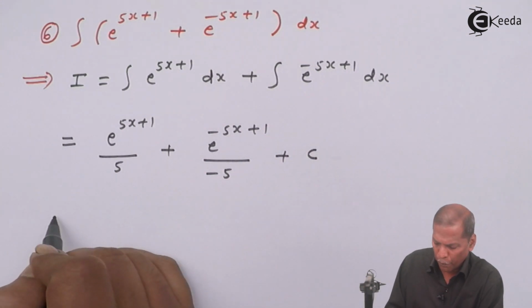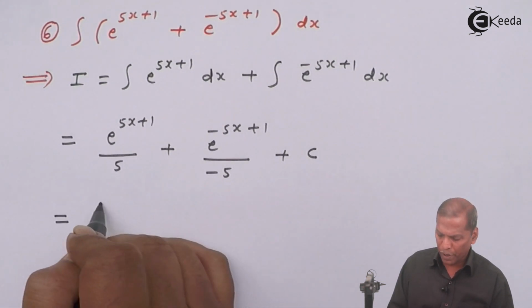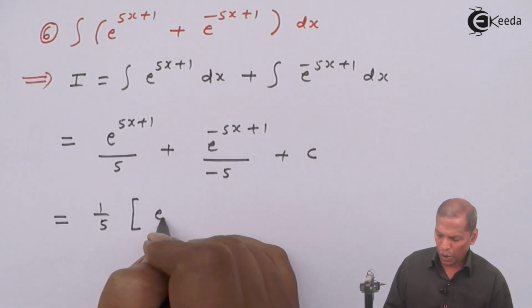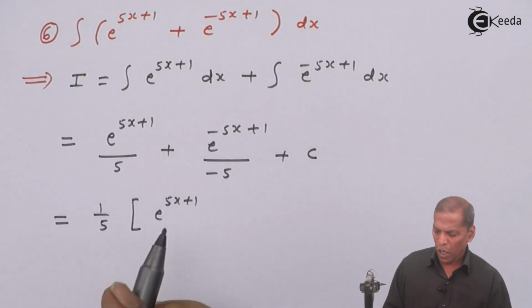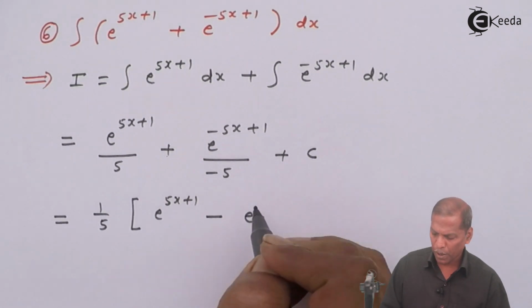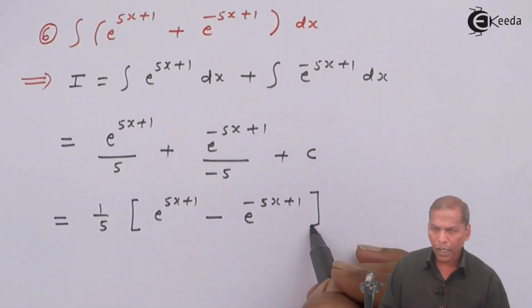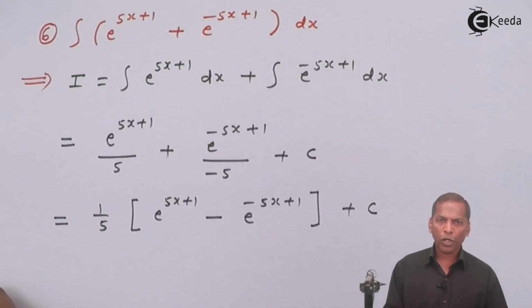Now from this we take 1 upon 5 common, so the next step will be 1 upon 5 in bracket e raised 5x plus 1, we write as it is, then plus minus, that gives us minus e raised minus 5x plus 1 whole bracket complete plus c, where c represents here the constant of integration. So this is the required solution for the given problem.